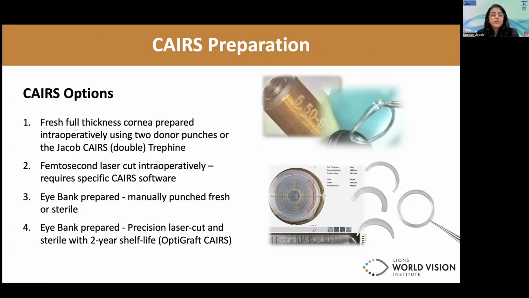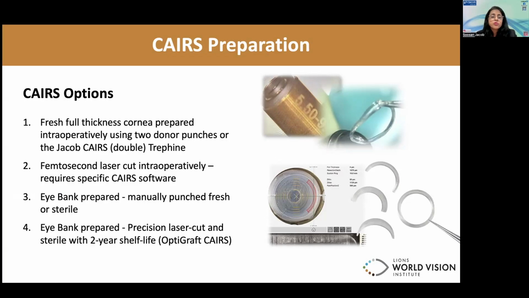Now, coming to CARES preparations, there are various options. You could prepare your CARES from fresh full-thickness cornea using two donor punches to cut it sequentially, but I do not like this because it is not reliable and you can get a lot of variability in the width and the thickness if you cut it in this manner.